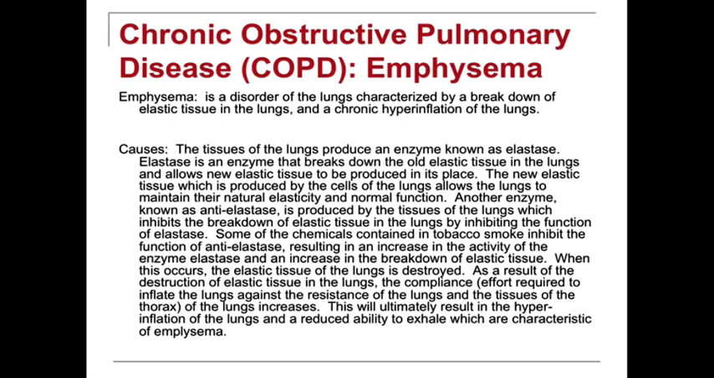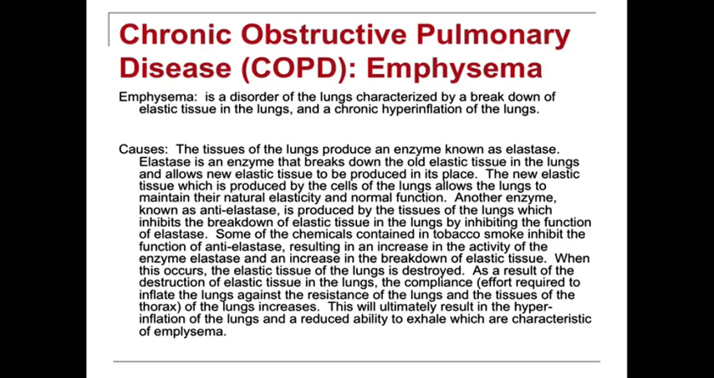The new elastic tissue, which is produced by the cells of the lungs, allow the lungs to maintain their natural elasticity. Now, another enzyme known as anti-elastase is produced by the tissue of the lungs, which inhibits the breakdown of the elastic tissue in the lungs by inhibiting the function of elastase. Now, some of the chemicals that are in tobacco smoke inhibit the function of anti-elastase. And when anti-elastase is not inhibited, the result is an increase in the activity of the enzyme elastase, which breaks down the elastic tissue.